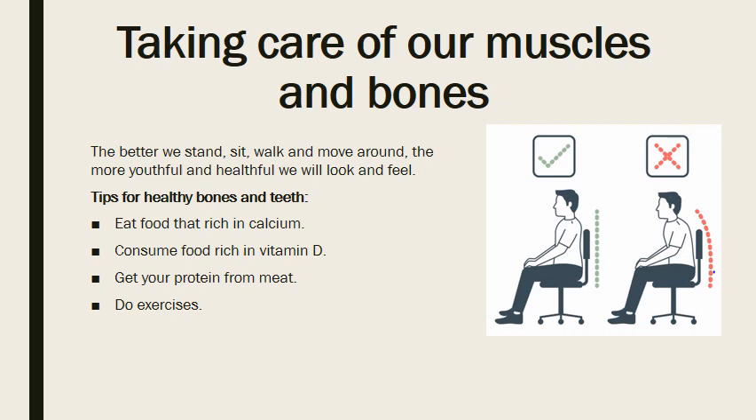Taking care of our muscles and bones: the better we stand, sit, walk and move around, the more youthful and healthful we look and feel. Our back has to always be straight when sitting and not curved. Tips for healthy bones and teeth: eat foods that are rich in calcium, consume foods rich in vitamin D, get your protein from meat, and do exercise. These are really important for us to have healthy bones and teeth.